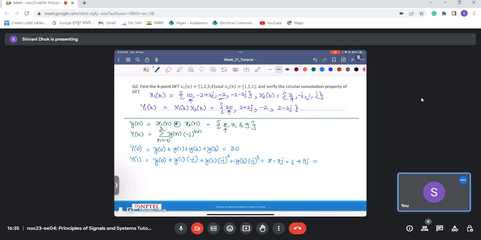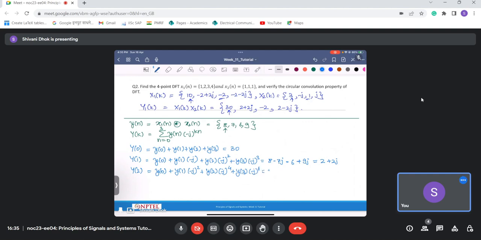So this is 8 minus 6 is 2 and 9 minus 7 is again 2, so 2 plus 2j. Then we have y2 is equal to y0 into minus j to the power 0 plus y1 into minus j to the power 2 plus y2 into minus j to the power 2 into 2, that is 4, plus y3 into minus j to the power 6.